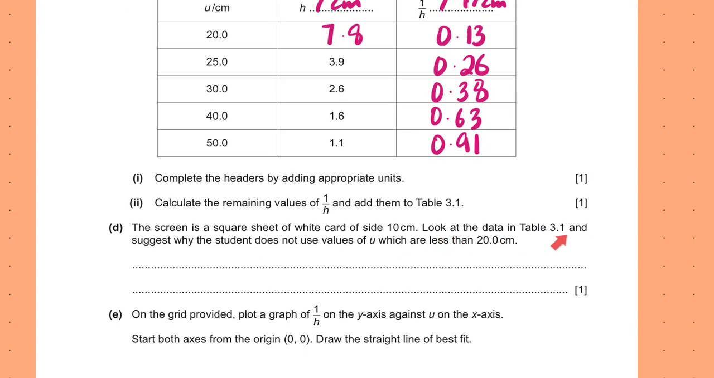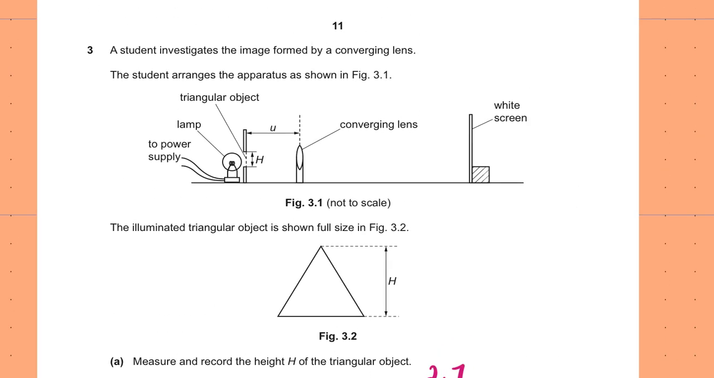Look at the data in table 3.1 and suggest why the screen does not use values of u which are less than 20 cm. So what was u even? U was this distance, right? So this is 20 cm. The least value is 20 cm.